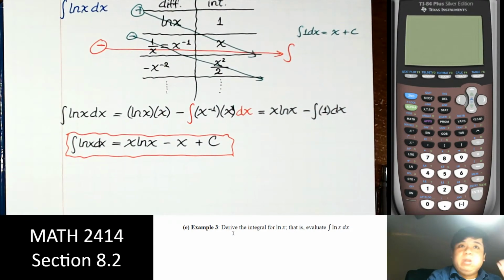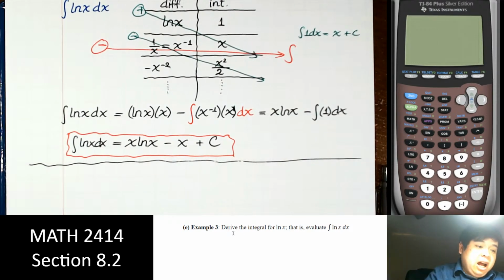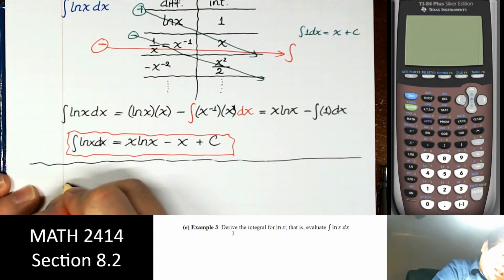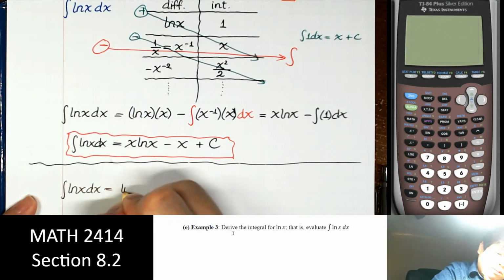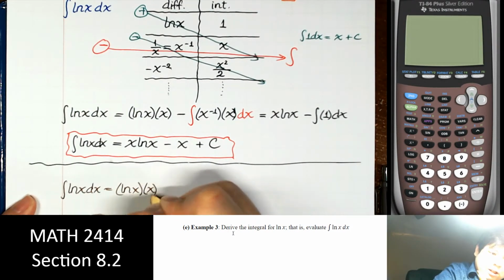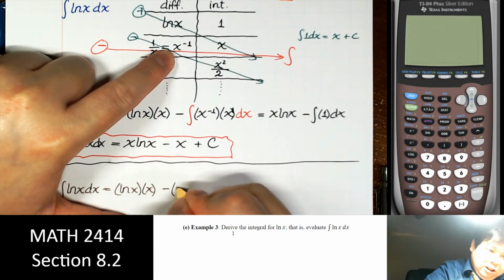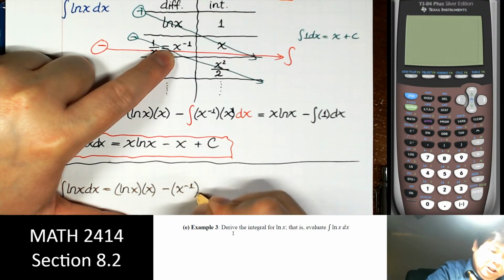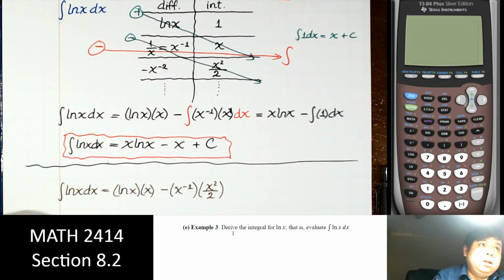Now you probably wonder what happens if we do a few more diagonals. The answer is it will work just fine. Let's say we do 2 diagonals. The first one is still ln of x times x. The next diagonal will be minus x to the negative 1 times x squared over 2. And then we decide that we stop at this step.